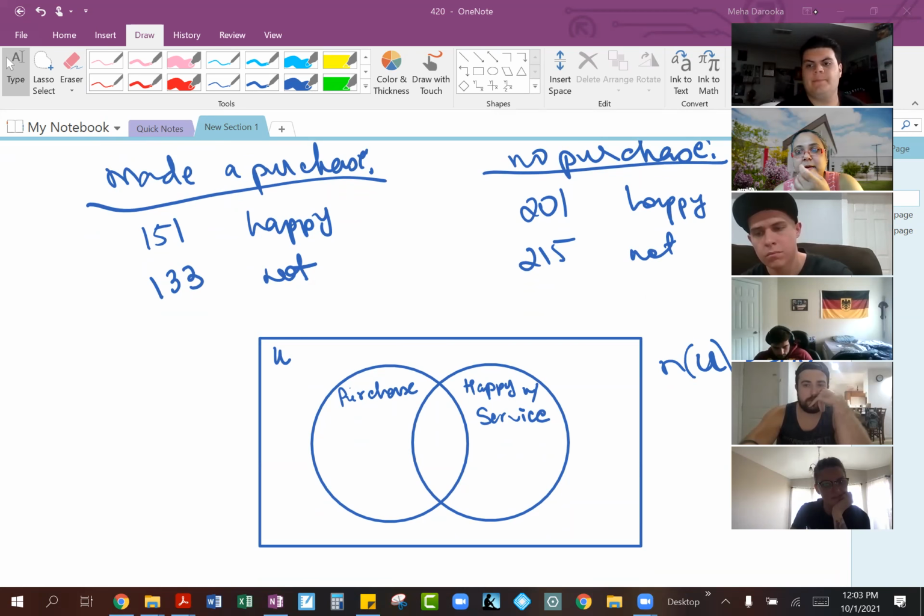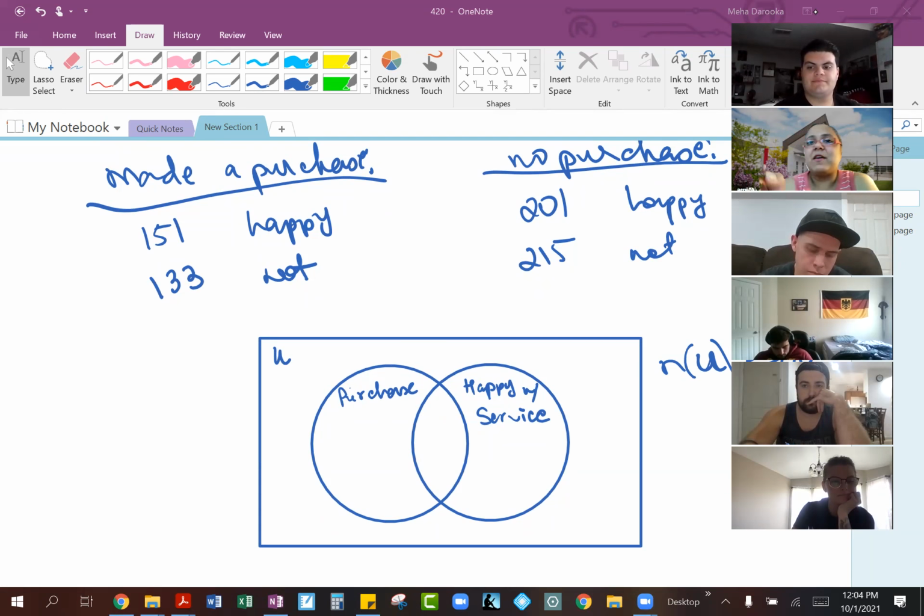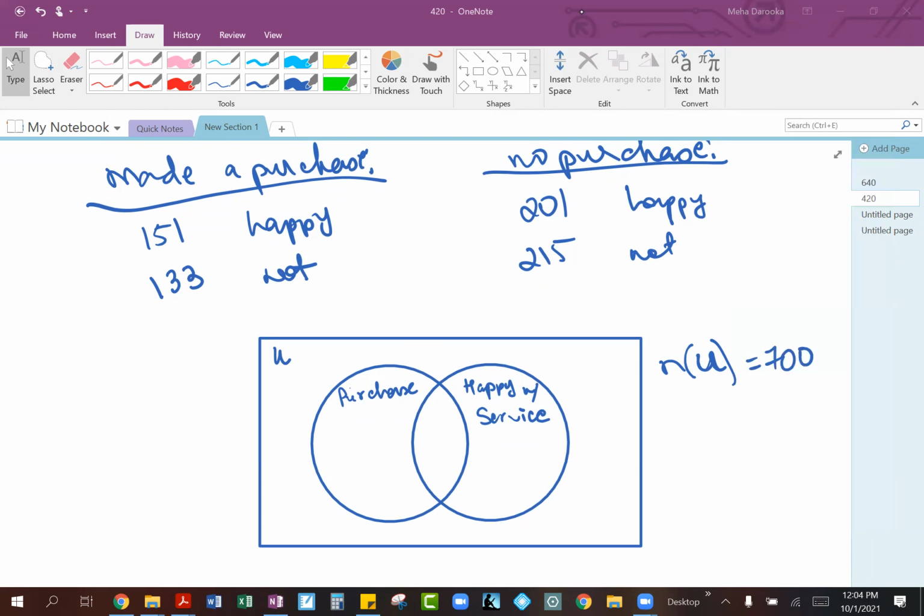Maybe the middle intersection. Okay, Ethan, go first. I said the middle circle. Okay, and Logan? I said the same thing. All right, very nice, guys, because this is your overlap, right? Because they made the purchase and they are happy. So these guys go right here in the overlapping area.